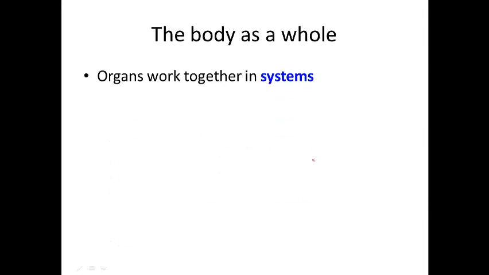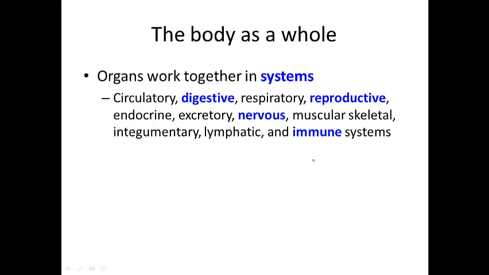Okay, so we have to have organs working together in our systems. For example, we have the circulatory system, the digestive system, respiratory, which is how we breathe, reproductive system, which is how we reproduce and have children, endocrine system, excretory system, nervous system, musculoskeletal, and go on and on. Depends on who or what textbook you're looking at to see how many systems you have. Generally we have 11, but depending on how you break those apart, there can be more or less.